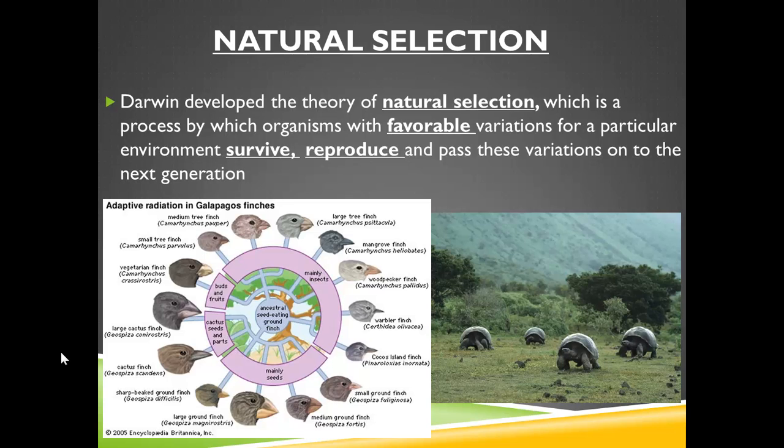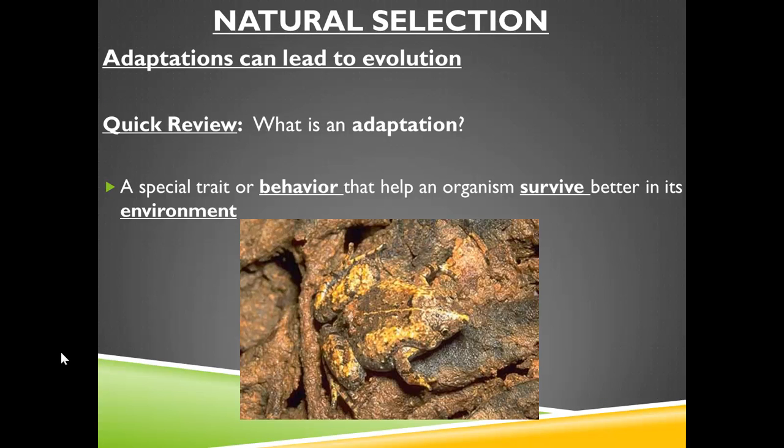You can see that when Darwin developed the theory of natural selection, which is a process by which organisms with favorable variations for a particular environment survive, reproduce, and pass these variations on to the next generation, adaptations can lead to evolution. A quick review. What is an adaptation? An adaptation is a special trait or behavior that helps an organism survive better in its environment.